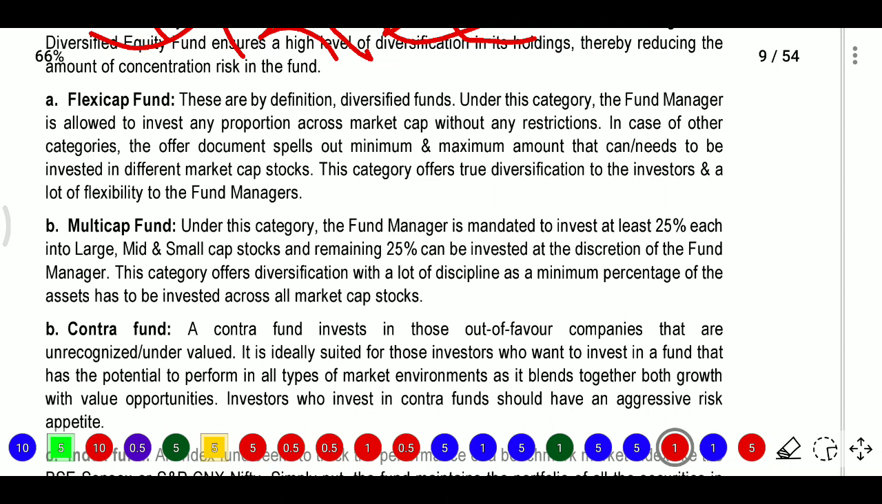In the case of the other category, the offer document spells out the minimum and maximum amount that can and needs to be invested in different market cap stocks. This category offers true diversification to the investor and a lot of flexibility to the fund manager. So when the fund manager has flexibility, he will think properly and invest where the return is better. That flexibility is there in flexi cap funds.